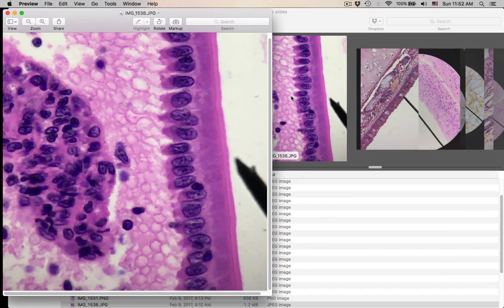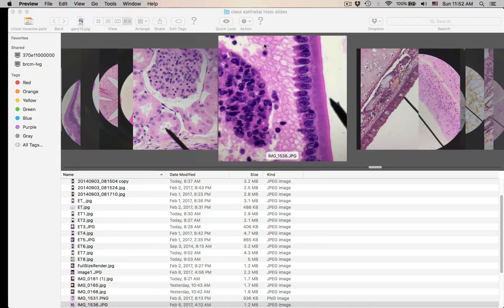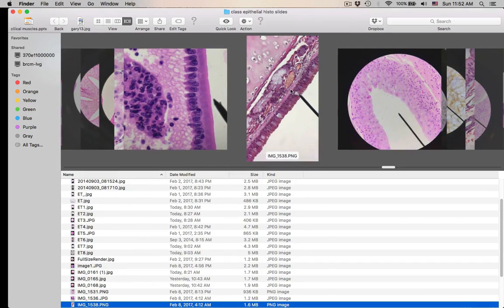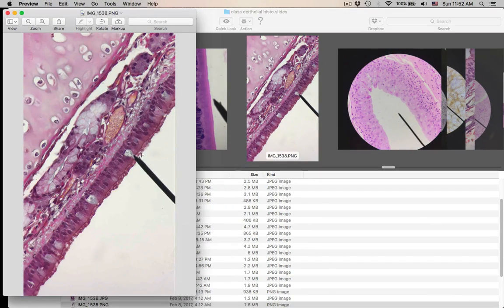Number 23, this apical modification right here, microvilli. What's their function? To increase the surface area, and that's going to allow for more absorption wherever they may be. But they increase the surface area. So here's 24.